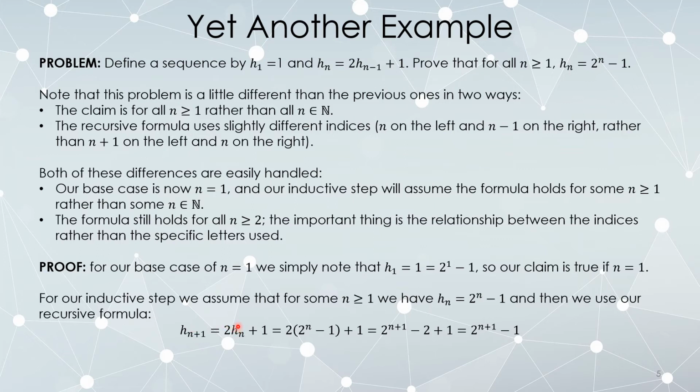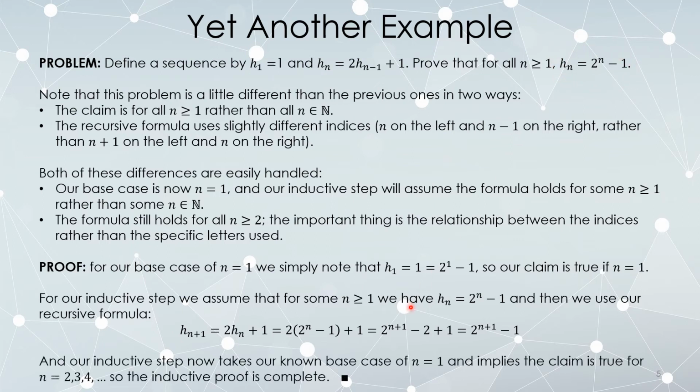But now we can use our inductive hypothesis that h sub n can be replaced with 2 to the n minus 1. This distributes as 2 to the n plus 1 minus 2 plus 1. This then collapses as minus 1, and lo and behold, h sub n plus 1 is 2 to the n plus 1 minus 1, which would be exactly our desired claim if all of our indices were replaced with n plus 1. So our inductive step now says if we know the claim is true for n, it must be true for n plus 1.